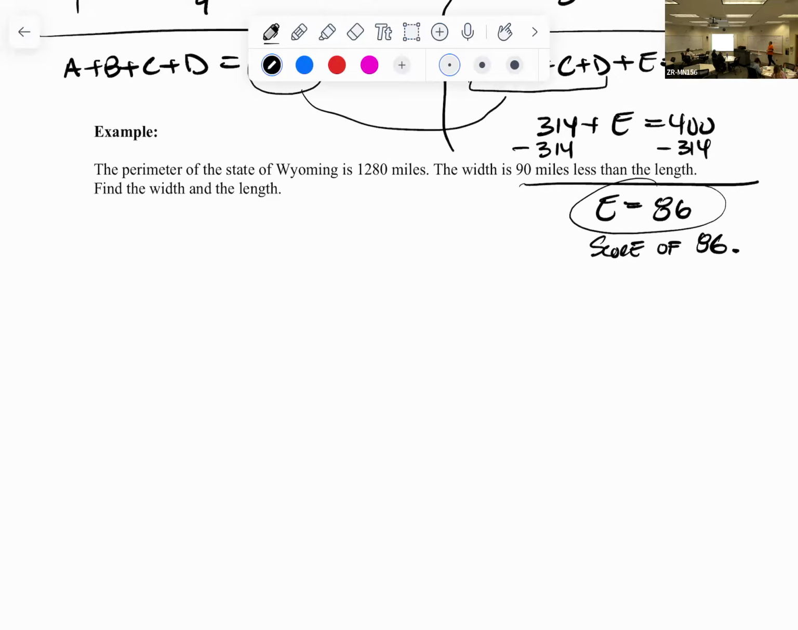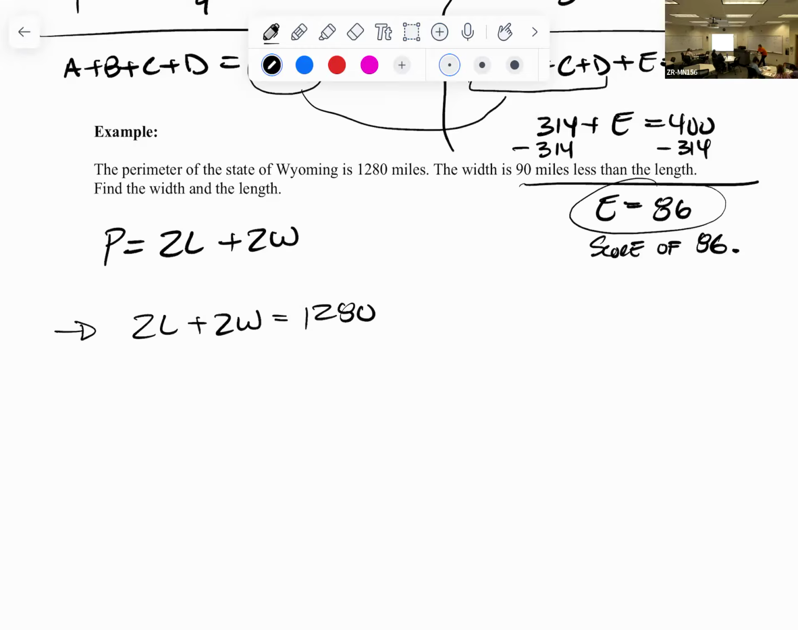That is a true fact. The width is 90 miles less than the length. All right, find the width and the length. This also comes back to one of our big ones, right? We don't have to know a lot of formulas, but everyone should know the equation for perimeter of a rectangle. It's 2W plus 2L. We are then told that 2L plus 2W equals 1280.